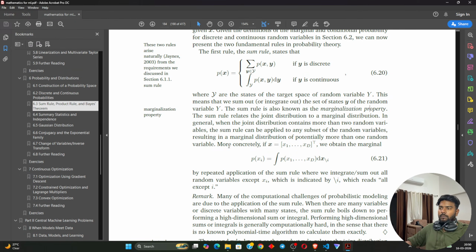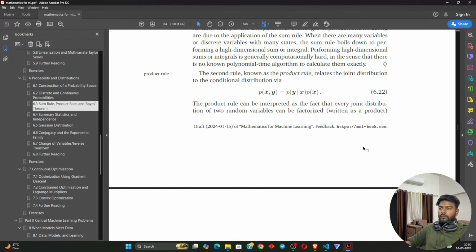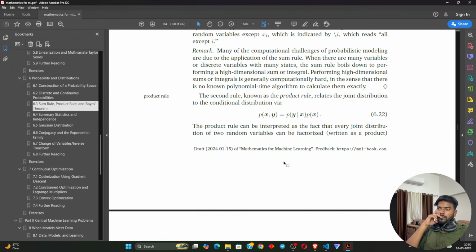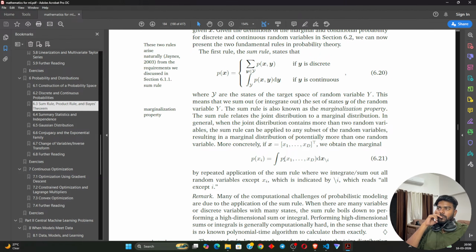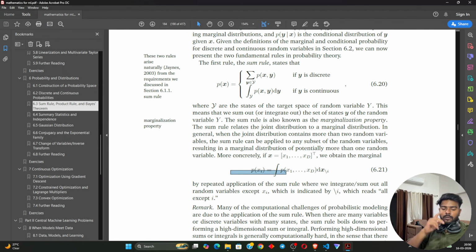More correctly, x is equal to x1, x2, x3 dot d. We obtain the marginal. अब फिर उसके बाद यहाँ पे है प्रोडक्ट रूल, जो कि होगा p(x, y) is equal to p(y|x) p(x). Very important variable can be sum rule हो गया ये, और ये है product rule, लिख लो इसको.